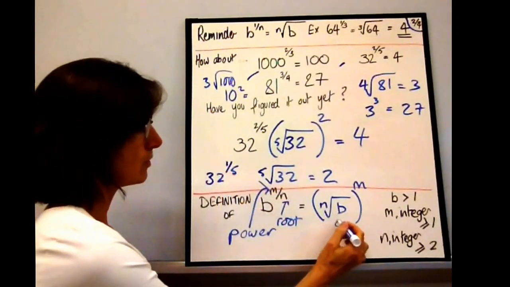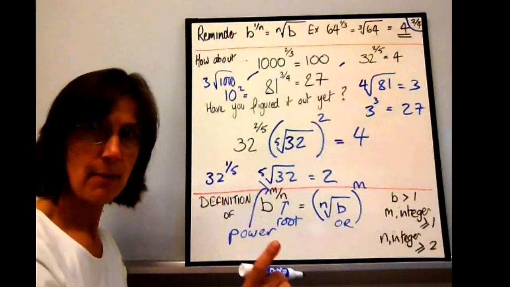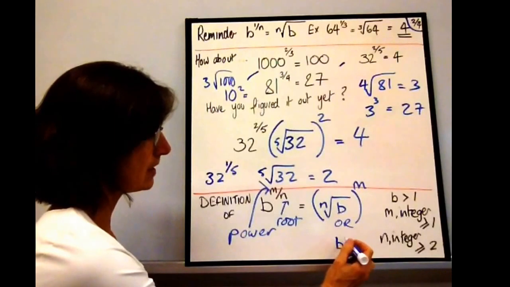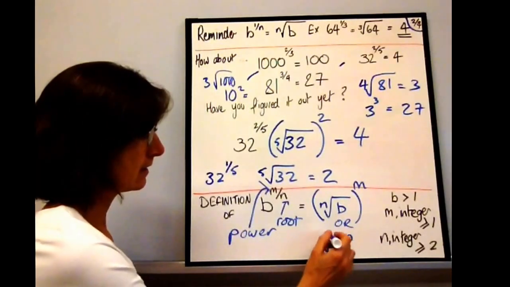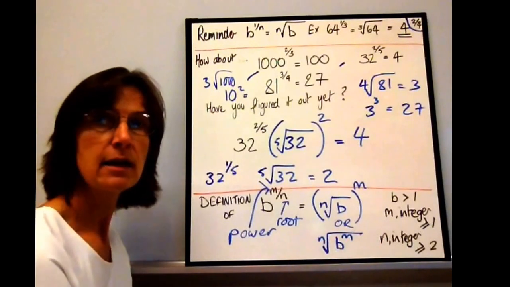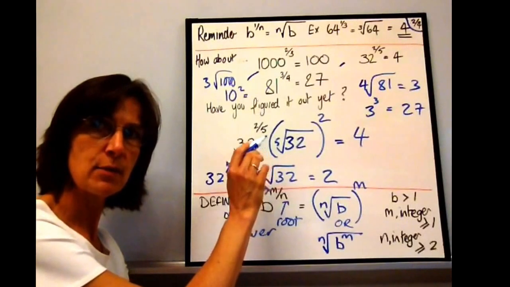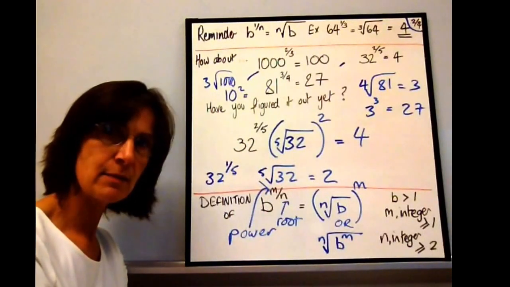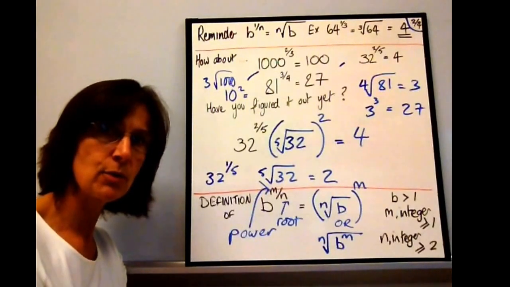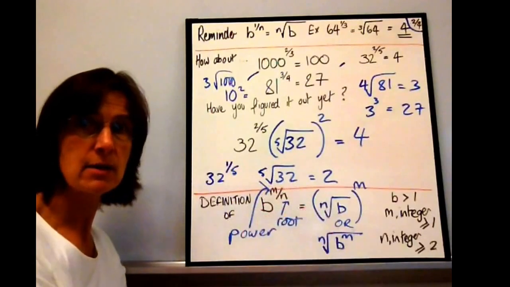Or you could, if you wanted to, take the mth power first. Let's do b to the m first, and then take the nth root. But if you think about the examples we've had up here, the numbers are going to get very large, unrecognizable, and I don't think we'd be able to take the root easily without using a calculator. And that defeats the whole purpose of making something as simple as we can.